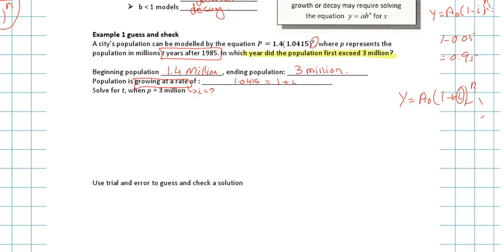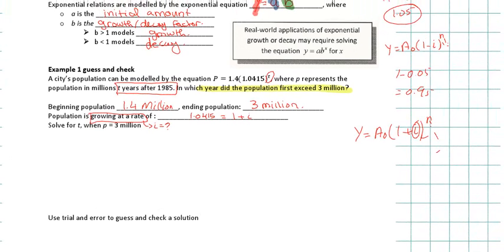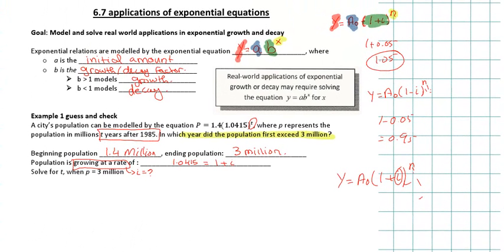Let's go back here. This is the 1 plus I in my equation. So I know that 1.0415 is equal to 1 plus I. I'm looking for I. The question is asking you to solve for I. So all you have to do is subtract 1.